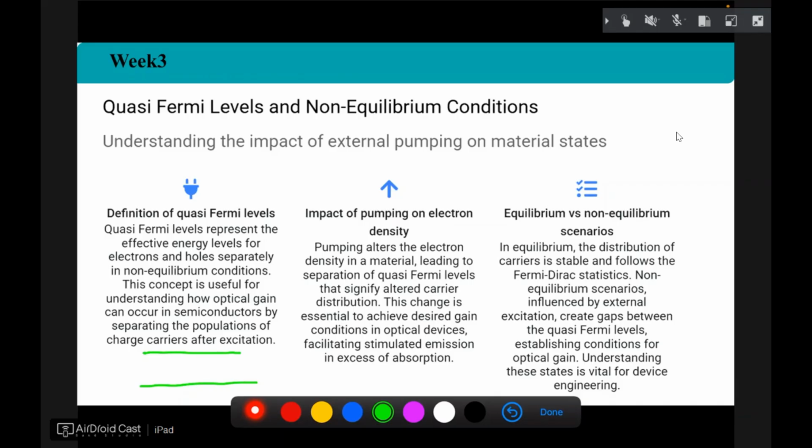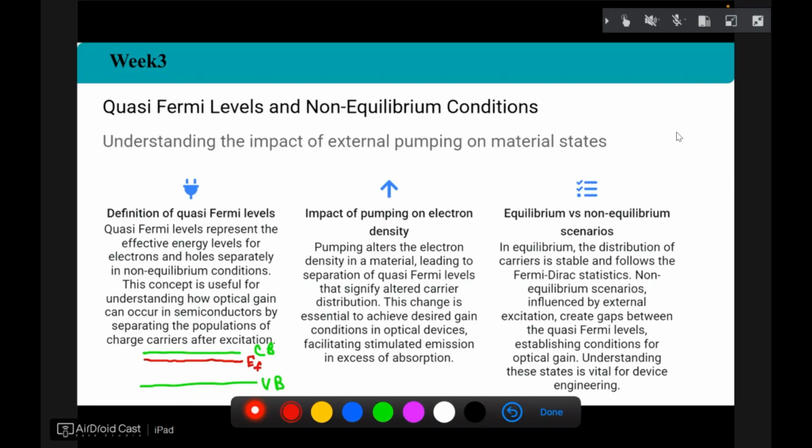So if we have here the valence band and conduction band, doped with n-type semiconductors, here we will have the Fermi level. So, impact of pumping on electron density. Pumping alters the electron density in a material, leading to separation of quasi-Fermi levels that signify an altered Fermi distribution. This change is essential to achieve desired gain conditions in optical devices, facilitating stimulated emission and excess absorption.